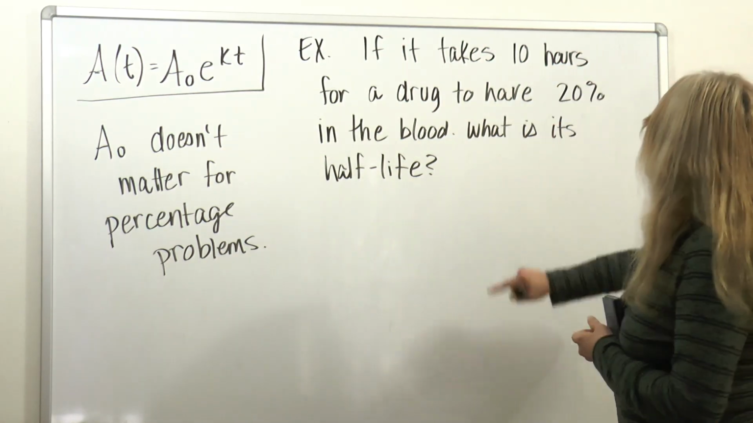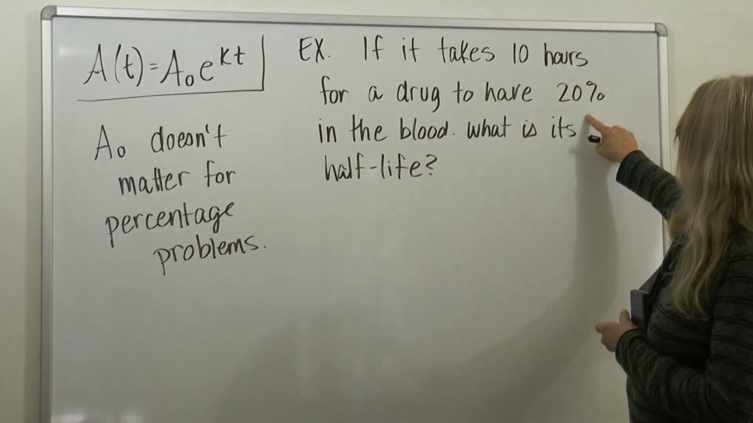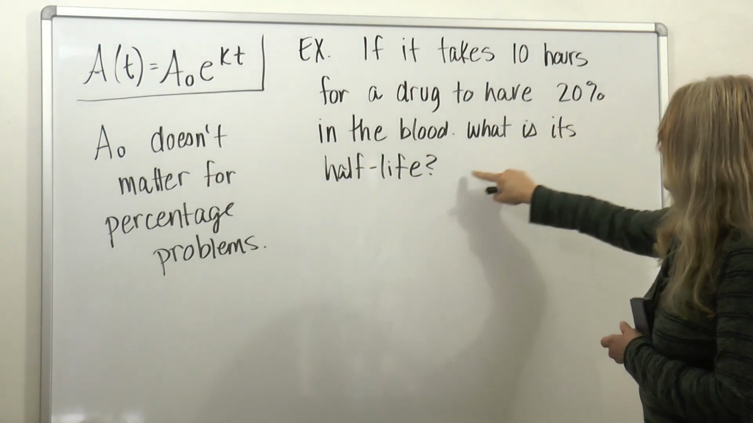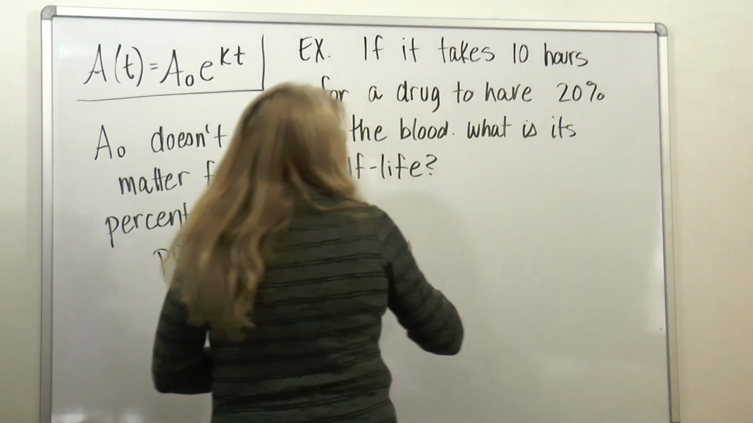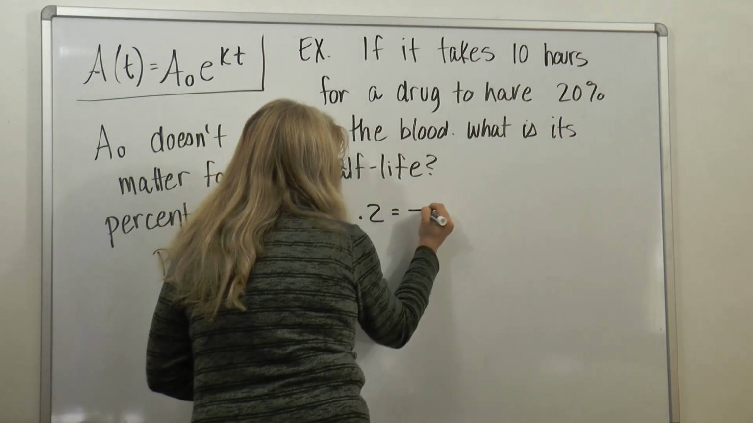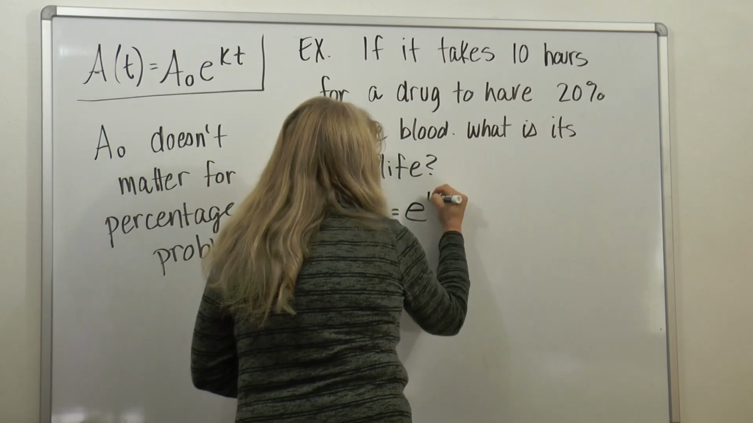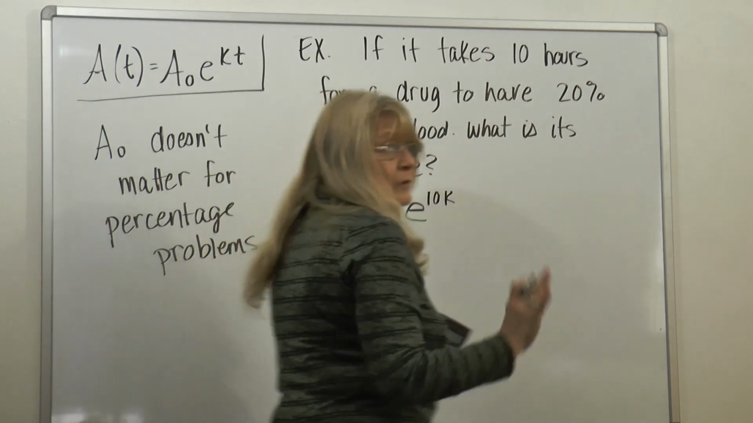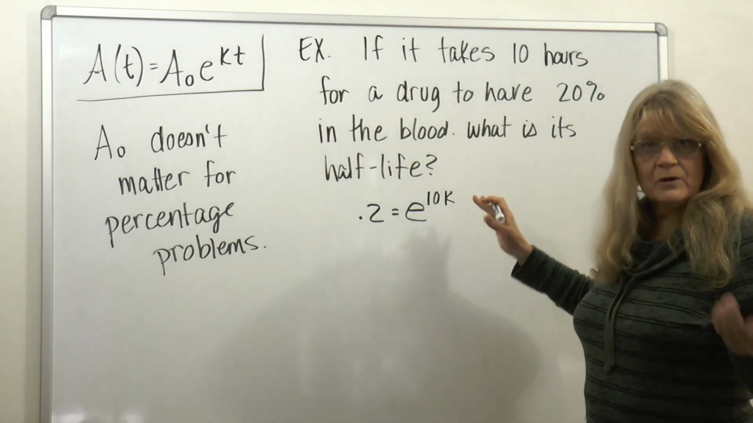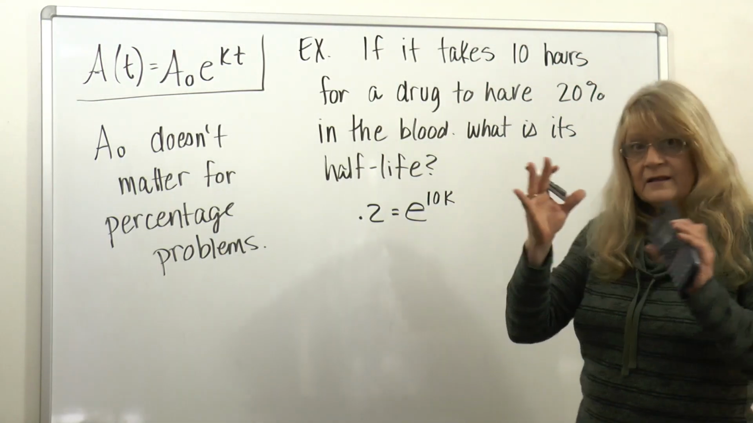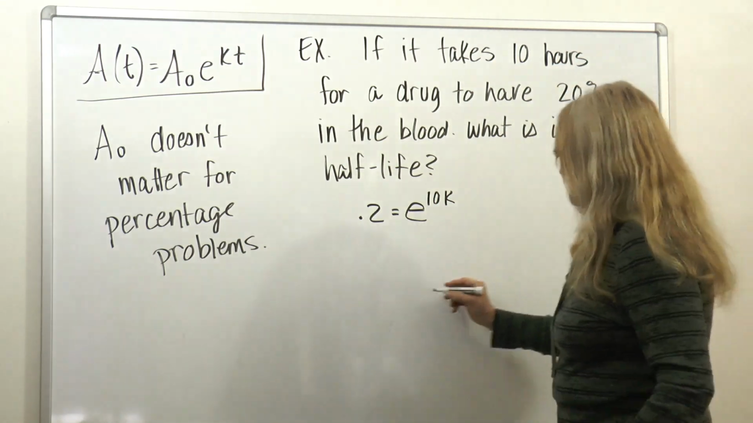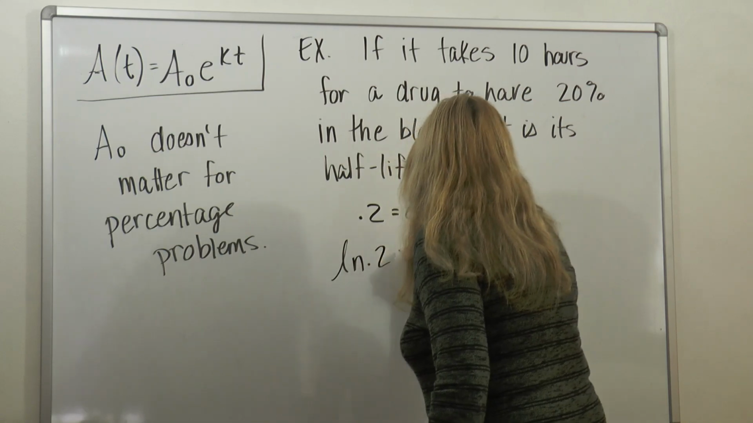Okay, so a two-parter. We're going to use this information to find out the rate of decay, or the rate of metabolism, and then we'll use that to answer the question. So 20%, that's 0.2, equals e to the 10k. Now remember, with the e stuff, the unit of time that's given in the problem is the one that you're going to have for your answer, unlike periodic compounding where it's all years. This is old, easy stuff now, right?